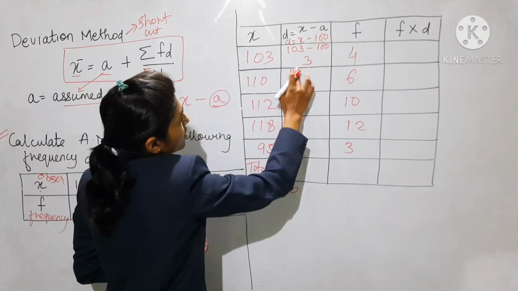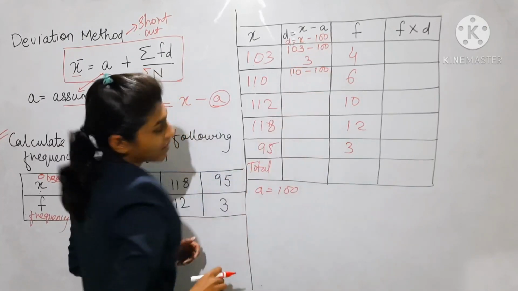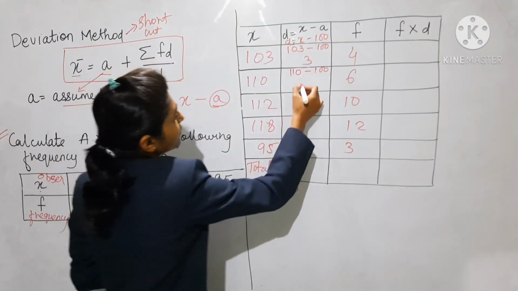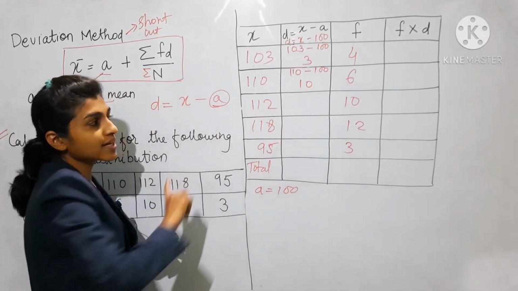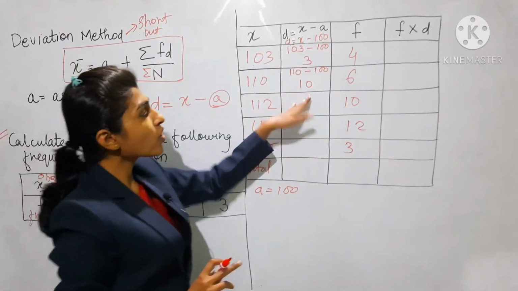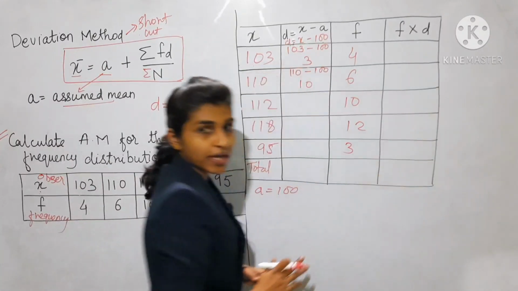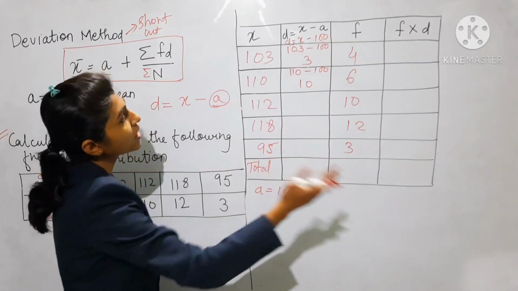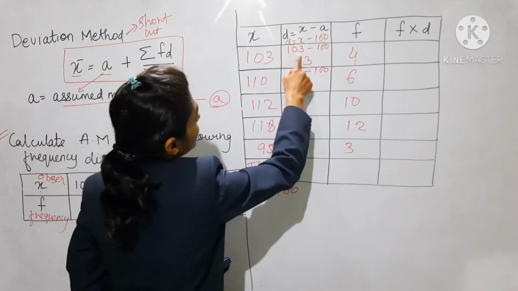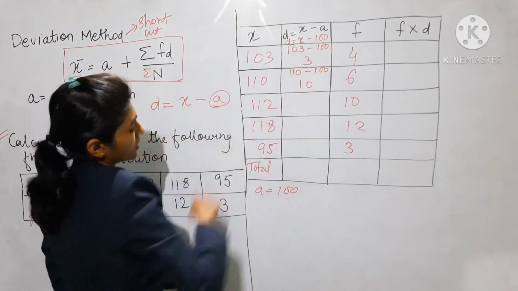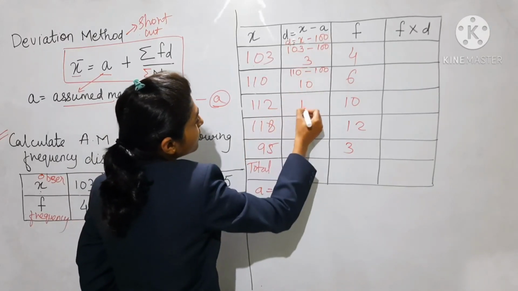110 minus 100, we get 10. Okay, I am just showing you how I got the answer 10. In your notebook or in your exam, no need to do this rough work. Do the rough work on a separate page, in a separate column, or on rough paper. Clear? So no need to write this in the table. 112 minus 100, we get 12.